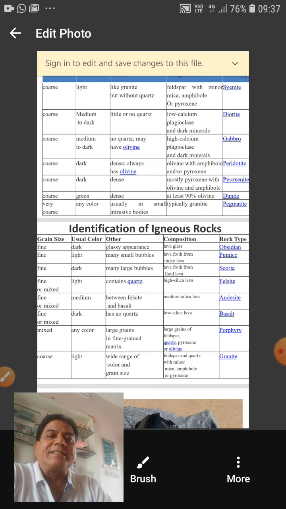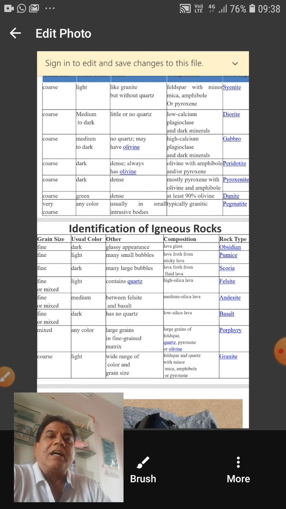And the third category is melanocratic, means 60 to 90% are dark minerals, means more than 60% are dark minerals, so dark minerals are dominating. So naturally that rock is going to be mafic to ultramafic.